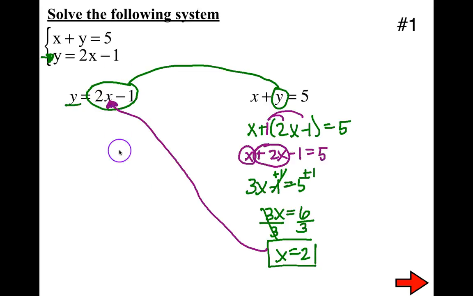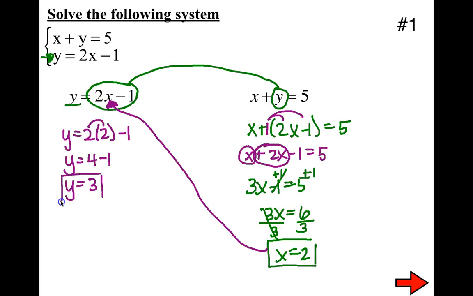Okay. So now, why did I choose this one instead of the first one? Well, this one's already set up as y equals, so this would save me a lot of time. So I'm going to go ahead and set it up. Y equals 2 times x, which I figured out to be 2, minus 1. So here, y equals 2 times 2, which is 4. 4 minus 1 is 3.